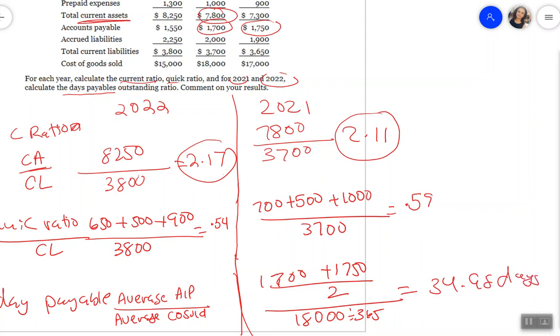What does this tell us? This tells us that the company is connecting the cost of goods sold with the accounts payable. That means, on average, how many days are we taking to pay for the inventory that we are purchasing?